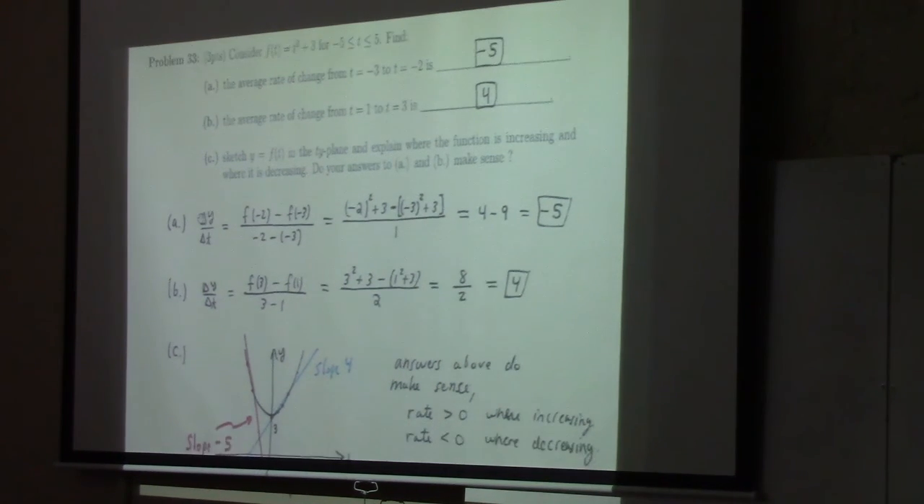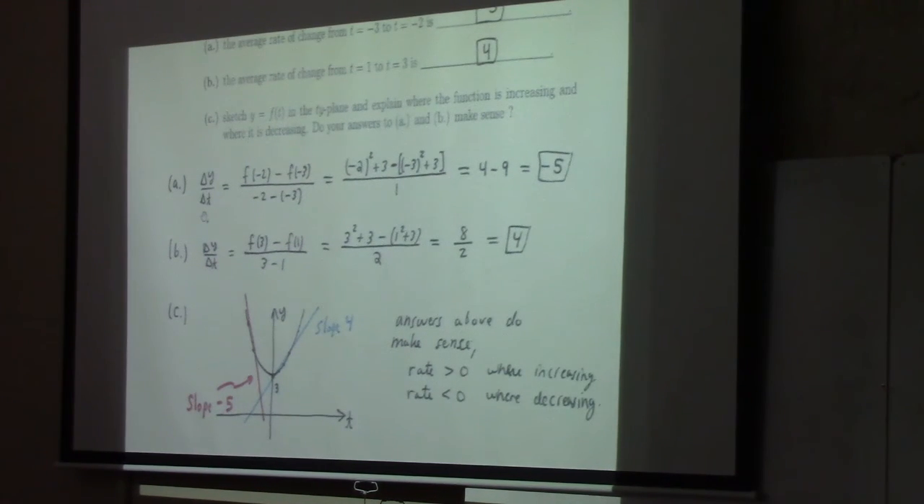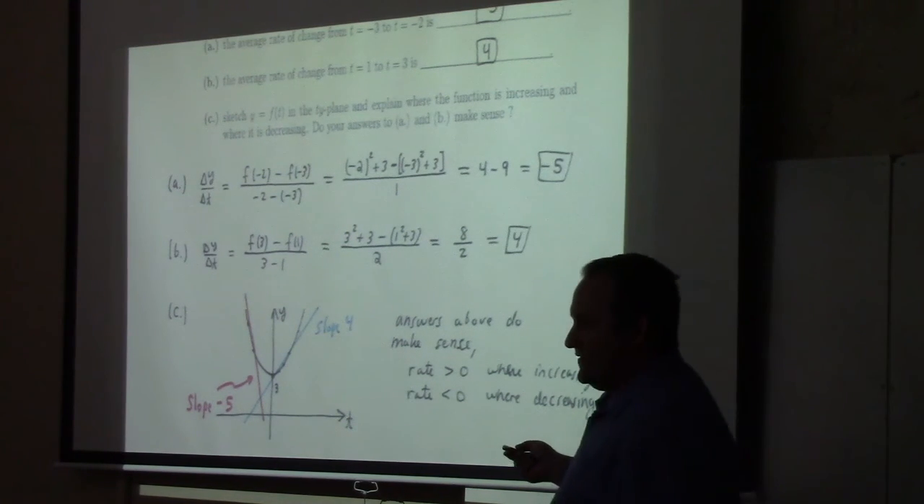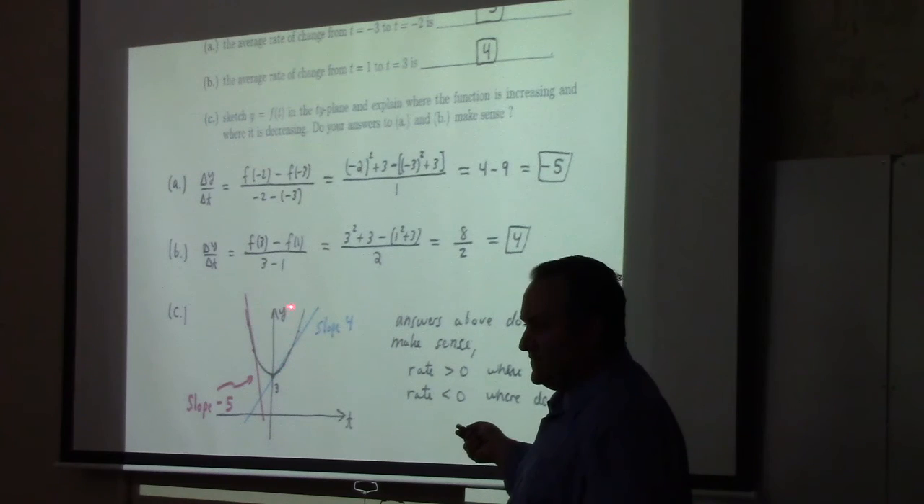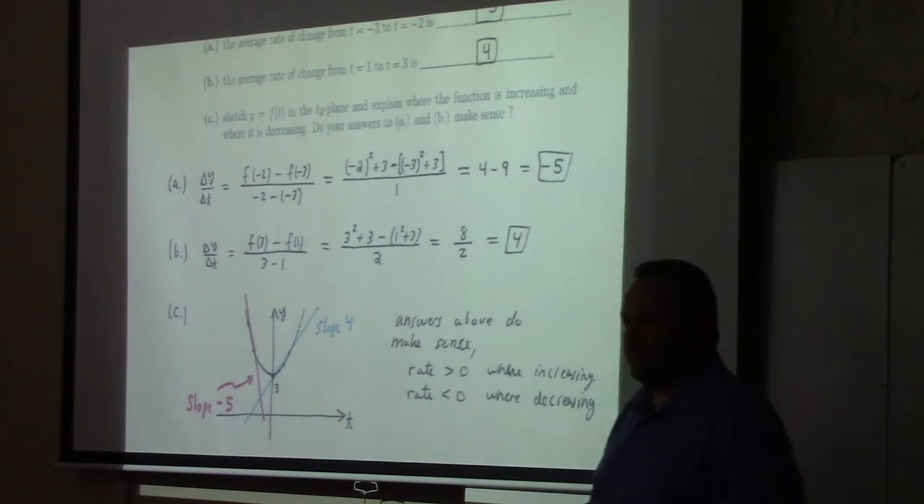And I think that makes sense because if we graph it, you can see that it's a parabola that opens upward, and it's decreasing where the rate of change is negative, and it's increasing where the rate of change is positive. So that seems like a natural thing to see.